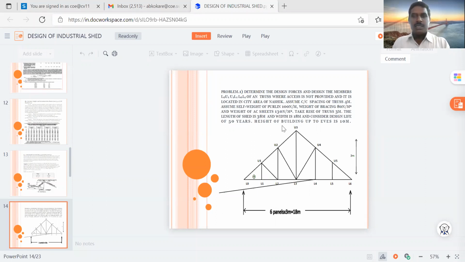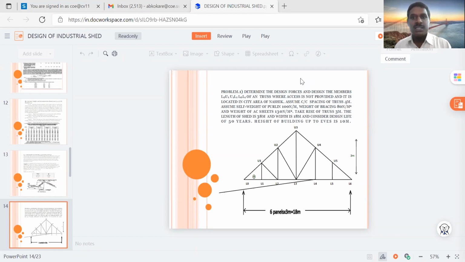So, okay, in the last session, we covered some important parts required for the design of an industrial shed. We saw what we have to design in the industrial shed, the various loads acting on it, the various types of industrial shed, and the design of wind force, what we have to consider.